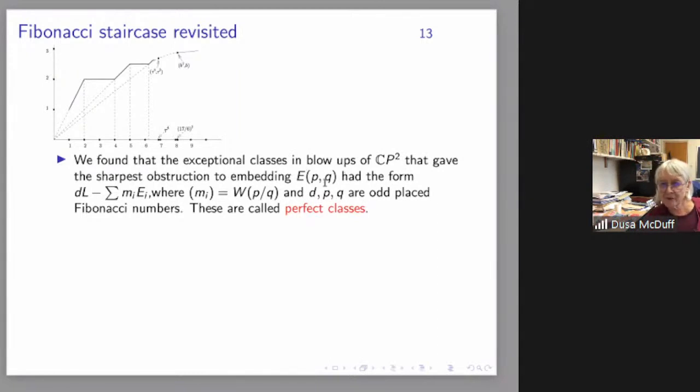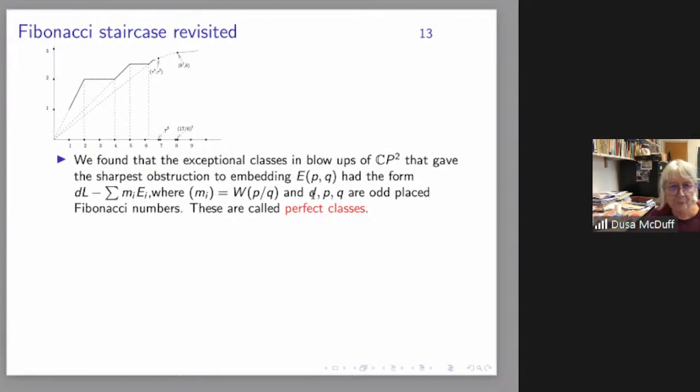P over Q had a particular form. So they have degree D, and then there are some of m_i E_i, where the m_i come from the weight expansion of P over Q, but they're the integral weight expansion. So you take them all multiplied by Q, so that they're all integers. And the ones that are relevant to us are where D, P, and Q are odd-placed Fibonacci numbers. Now, why that's the case, I don't know, but that is the situation.